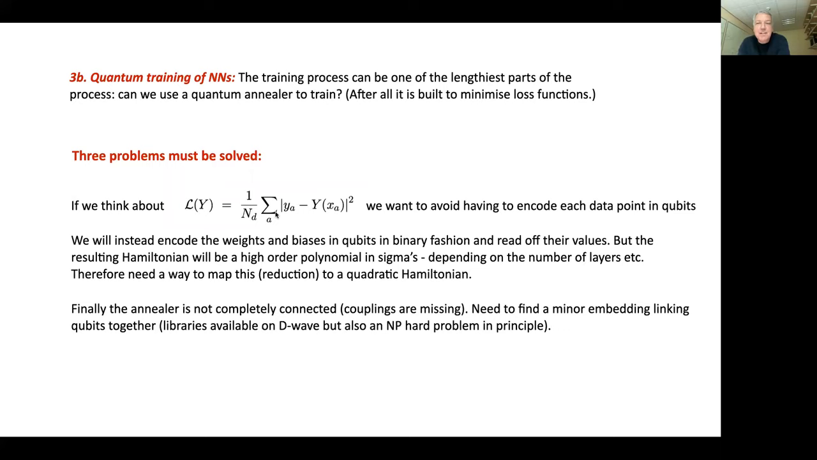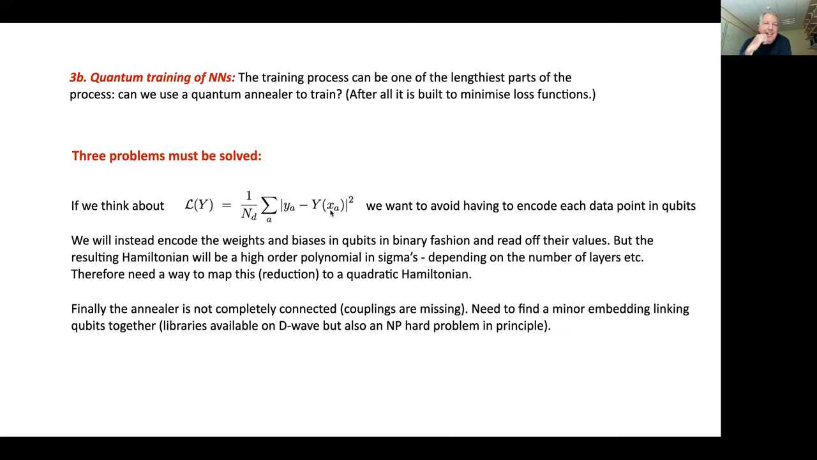People have thought about doing this before, but maybe not in the best way, we would argue. There are various problems you want to solve and things that you have to avoid doing. If you think about the loss function, the amount of data you're going to want to put in there is massive. You're going to want to put in thousands of points of data. You want to avoid encoding X in the qubits, because your Ising model is just going to be enormous if you do that. That would be a very inefficient thing to do.